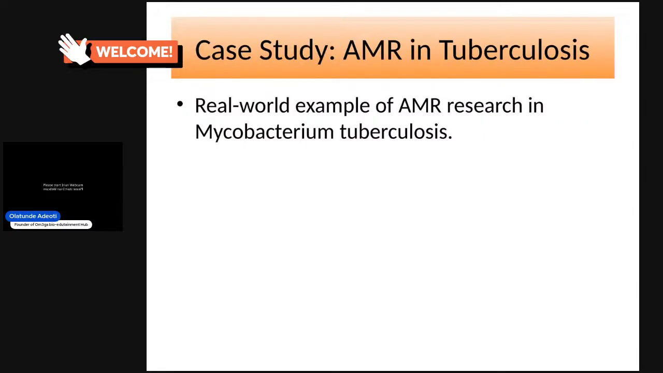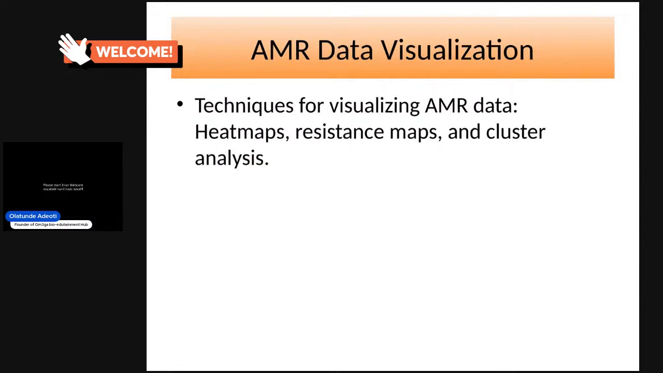Case study, like antimicrobial resistance in tuberculosis. The real world example now is that you have Mycobacterium tuberculosis that is totally resistant to certain antibiotics. That is, there is no antibiotic that can be used in even curing them. So we make use of computational techniques in order to be able to predict that.